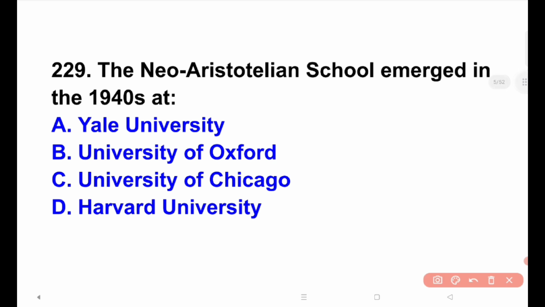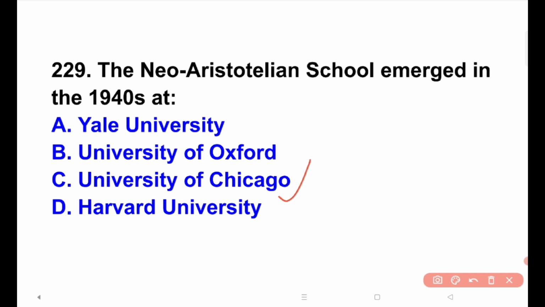The neo-Aristotelian school emerged in the 1940s at the University of Chicago. This group of critics, including R. S. Crane and Elder Olson, revived Aristotle's Poetics and focused on formal structure. Yale University is known for post-structuralist critics like Harold Bloom and Paul de Man, but not for neo-Aristotelianism. University of Oxford, home to classical philologists and C.S. Lewis, but not related to neo-Aristotelianism. Harvard, prominent for literary scholarship, but not the center of neo-Aristotelian theory.